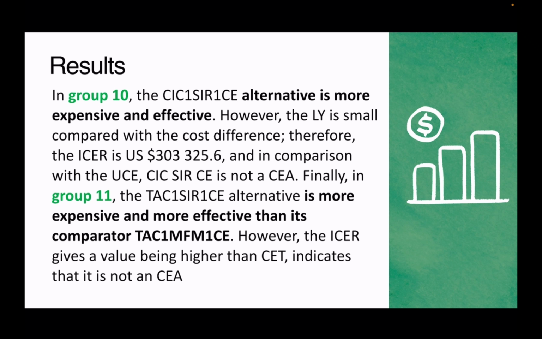Finally, in group 11, the tacrolimus, sirolimus, corticosteroid alternative is more expensive and more effective than its comparator, the tacrolimus, mycophenolate mofetil, corticosteroid. However, the ICER gives a value higher than the cost-effectiveness threshold, indicating that it is not a cost-effective alternative.